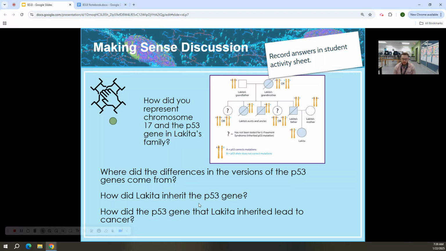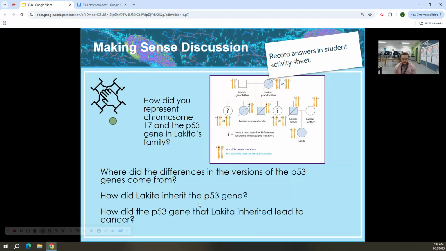How did Lakita inherit the p53 gene? So where did it come from? And I would walk through the steps of how it got there. Well, this person had it first. They passed it to this person. That person passed it to this person. Okay.